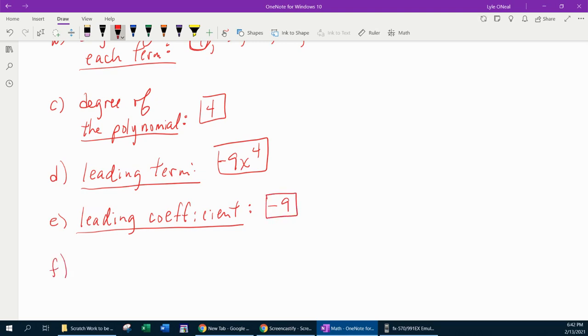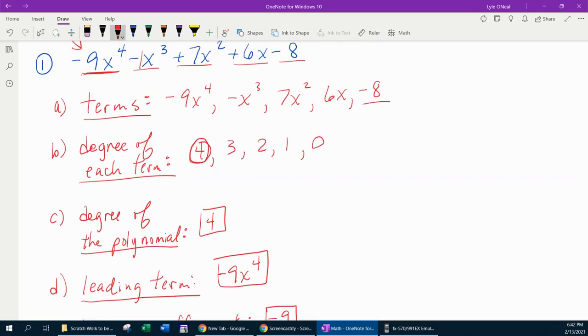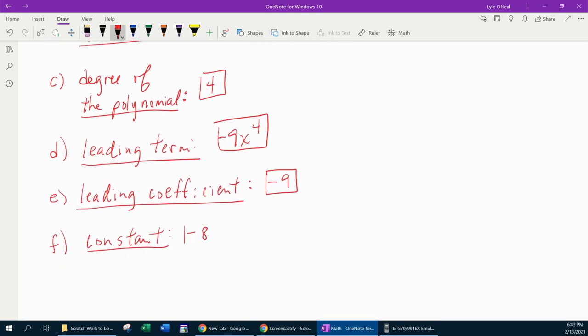And for the last part, they want me to identify the constant. A second ago, I said that negative 8 was the constant. The reason is because it's the number without a letter, if you want to say it that way. The constant is the term that has no variable showing. Or you could say the constant is the term that has an x to the 0 power. There's several ways to say that. Probably the easiest way is the constant is the number with no letter, the number without a variable. So here the constant is negative 8.